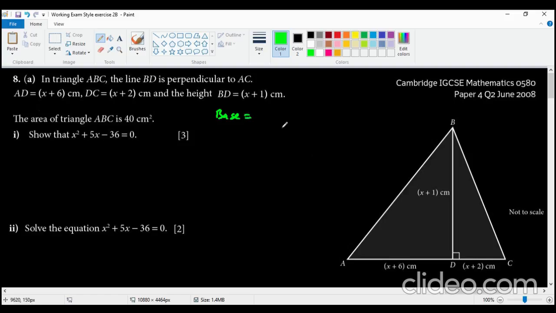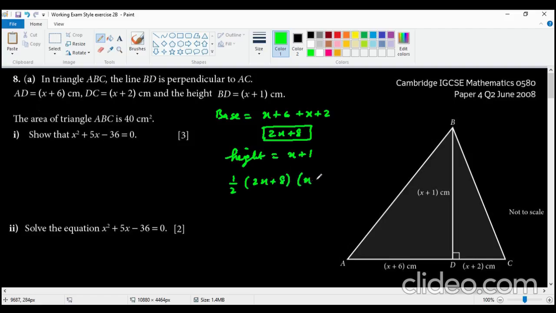Base is equal to x plus 6 and x plus 2. When x plus 6 and x plus 2 are added together, they become the base, so 2x plus 8 is the length of the whole base. Height is x plus 1. So half the base is 2x plus 8, and the height is x plus 1, which equals 40, which is given over here.